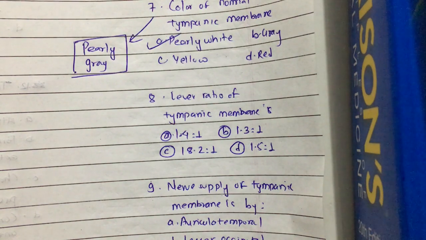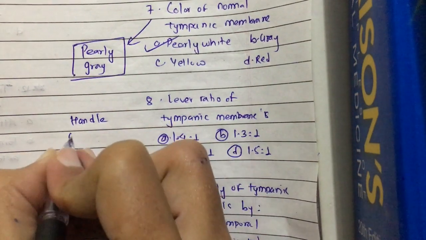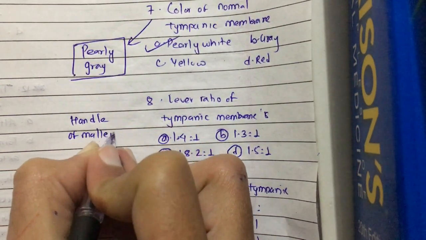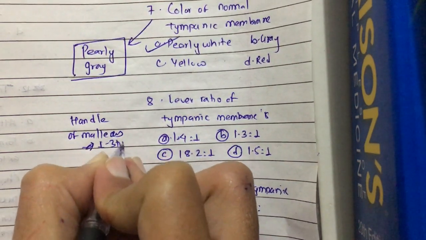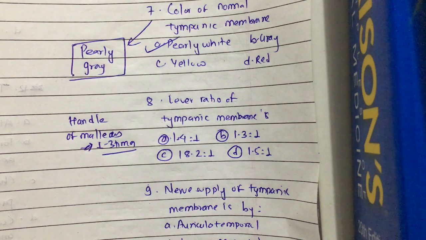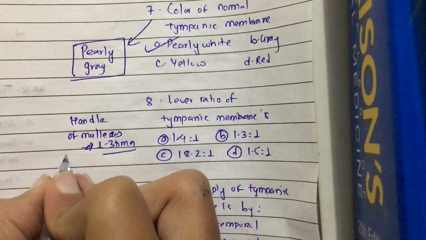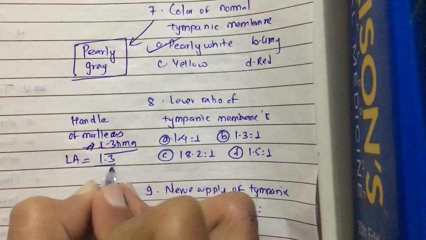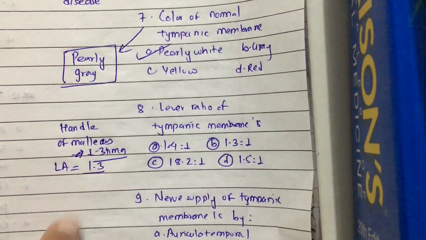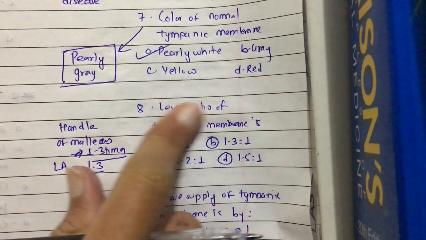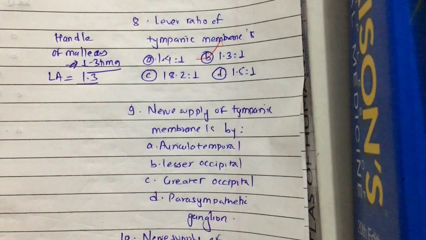Lever ratio of the tympanic membrane: I have already discussed that the handle of the malleus is 1.3 times longer than the long process of the incus. So it offers a lever advantage of 1.3, which helps in impedance matching. So the lever ratio of the tympanic membrane is 1.3:1.